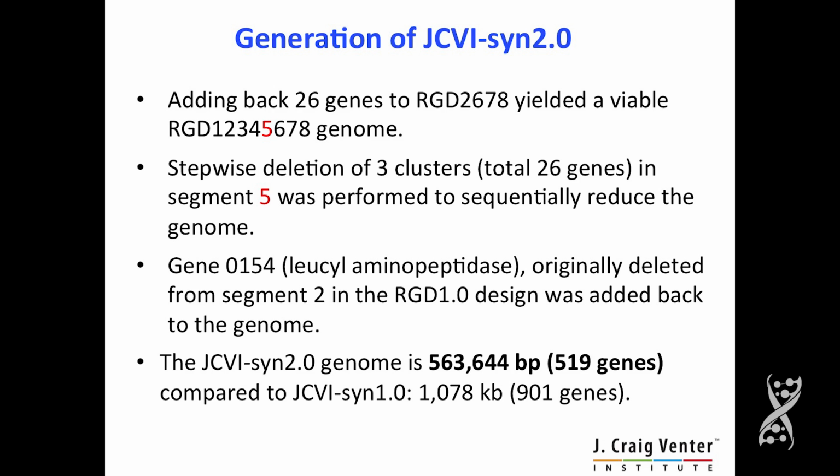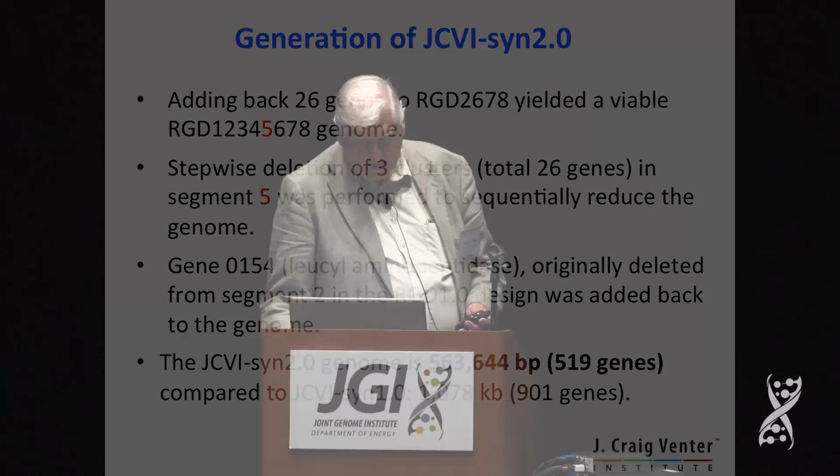And having done that, we arrived at what we call JCVI SEN 2.0, 563 kb, 519 total genes, and that includes the RNA genes. And that's compared to the starting organism, which was about a megabase and 901 genes. This was the first time that we had something smaller than M. genitalium. And we considered publishing that, but Craig said, no, we got to do more than that.